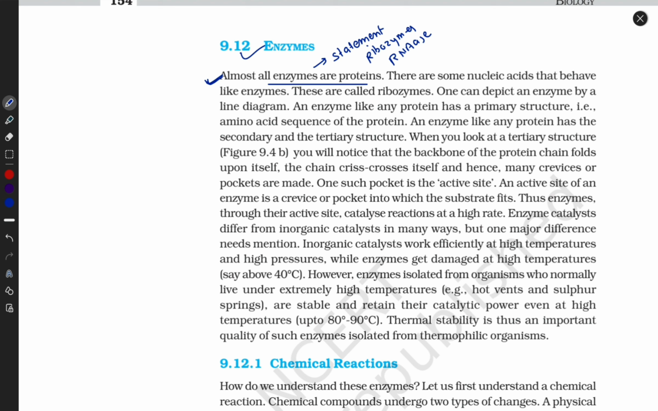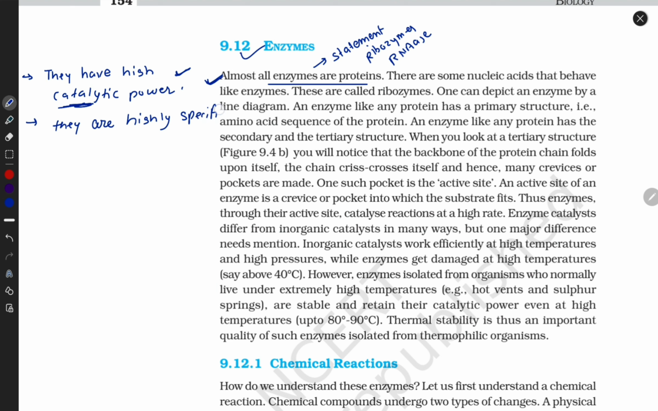What are enzymes? The first important thing, I'm giving you the most important properties. They have high catalytic power. I know this is very easy, guys. They have the highest catalytic power. They catalyze their substrate into their products. The next thing is they are highly specific towards their substrate. Guys, these properties are very important. Okay, don't take it easy.